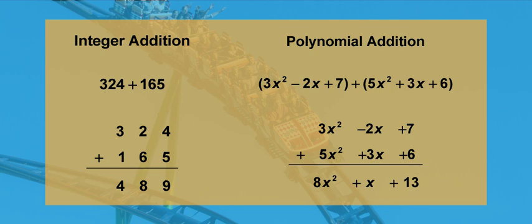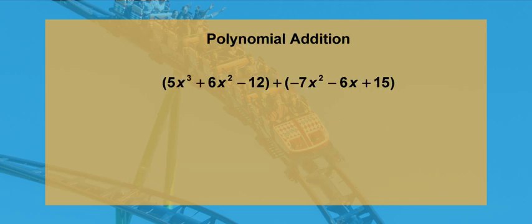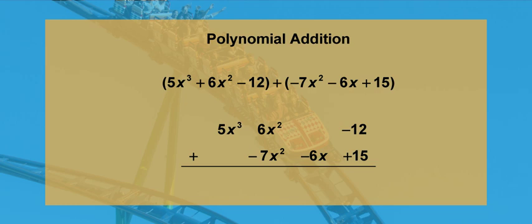Here is another example. In this case, two trinomials are combined. Align terms that have the same variable and exponent. There is only one cubic term, so it goes here. There are quadratic terms, so they both go here. There is only one linear term, so it goes here by itself. There are two numerical terms, and they go here. Now combine terms to get the new polynomial.